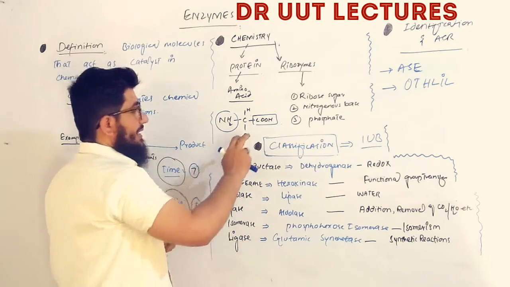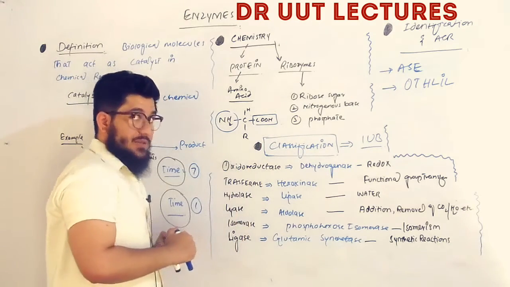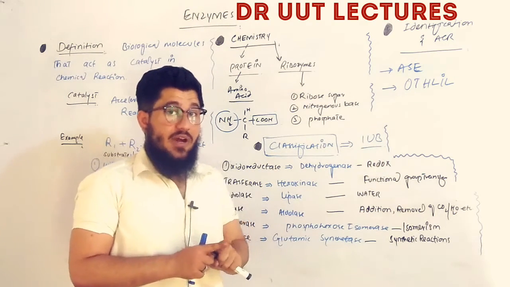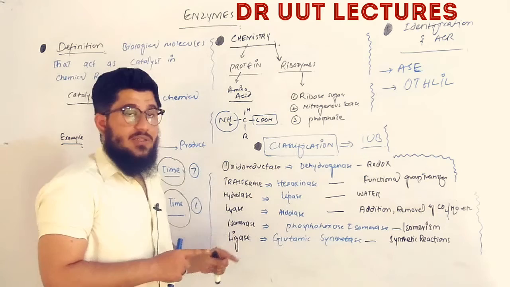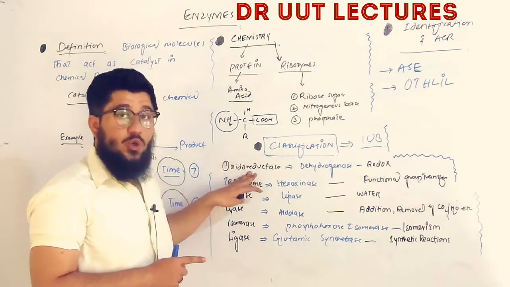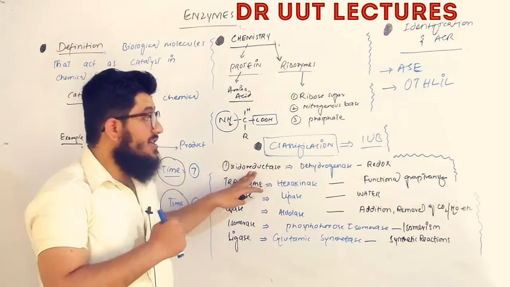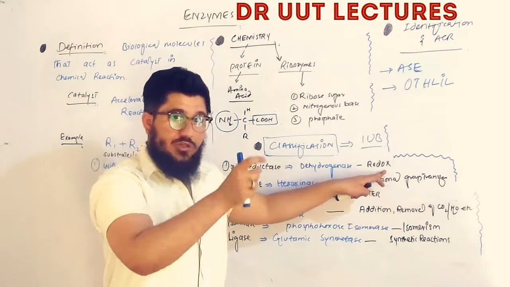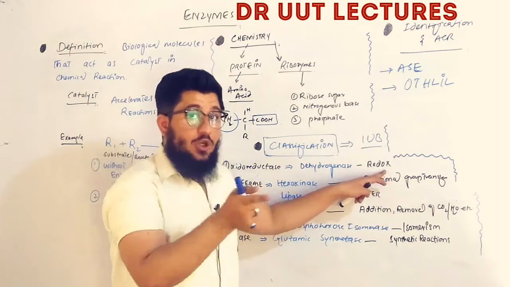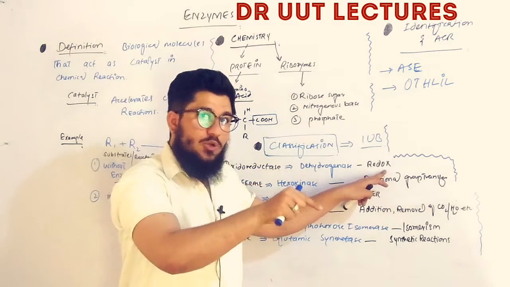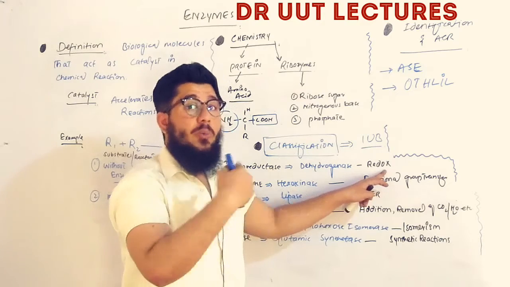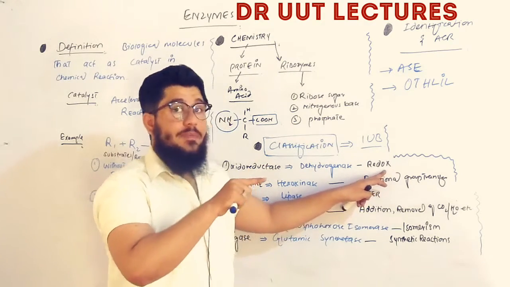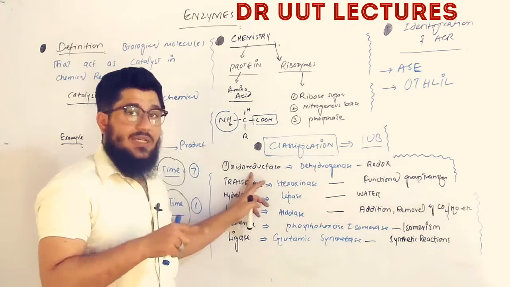Now let's come towards the next point, that is the classification of enzymes. According to the International Union of Biochemistry, the enzymes are classified into 6 major classes. The very first one is oxidoreductase. These are the enzymes that do redox reactions. Whenever you see any kind of oxidation-reduction reaction in a chemical reaction, you are supposed to remember that this particular reaction is accomplished by an enzyme from the oxidoreductase class.